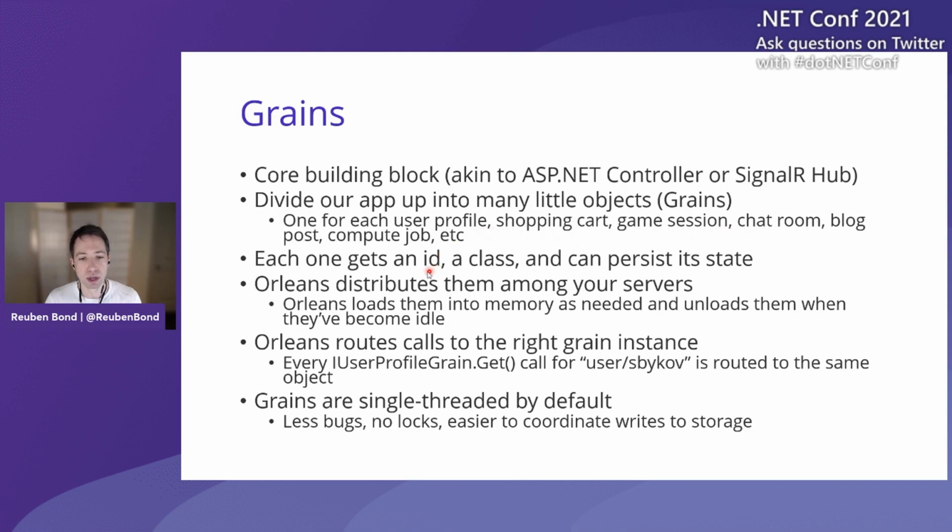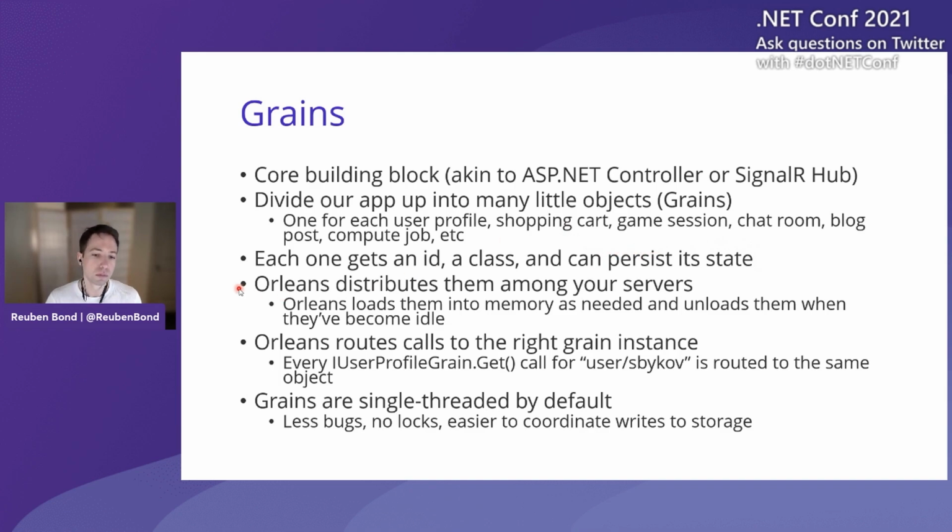And each one of these grains gets an ID. It's some kind of name that you can use for referring to that grain. It's backed by a class. It's just a regular .NET class, which inherits from this grain base class, and they can persist some state. So for example, if you think about a shopping cart, that shopping cart might have some state like the items that are in the shopping cart, and that's associated with its grain. And so the grain mediates all of the writes to storage and reads from storage. And so you can avoid those write contention issues and those cache coherency issues because everything goes through that one grain.